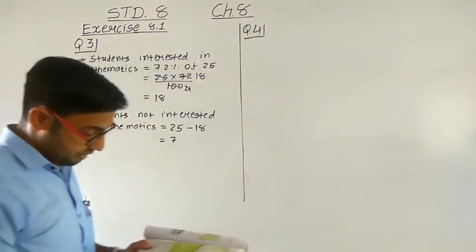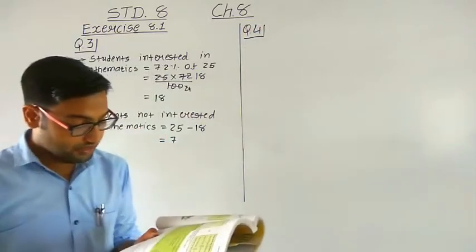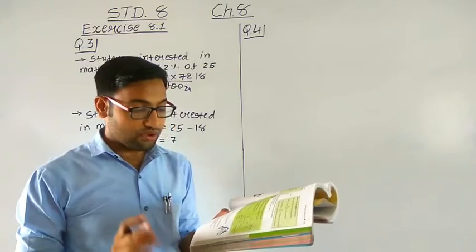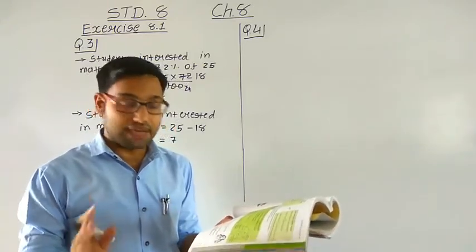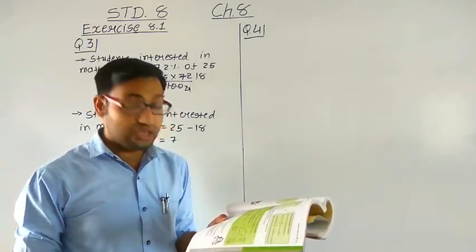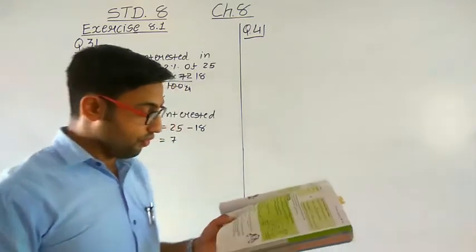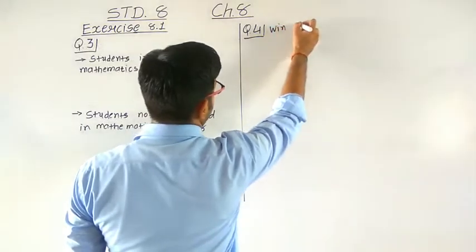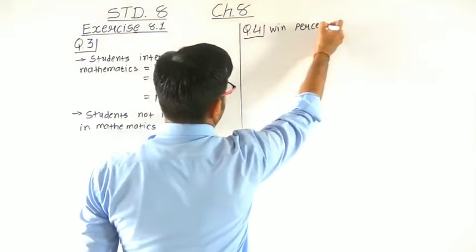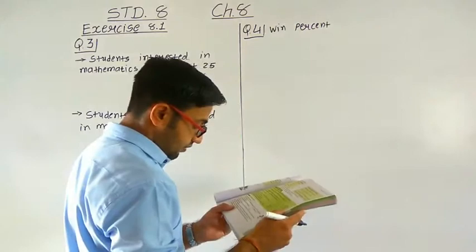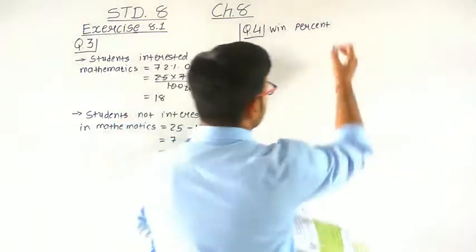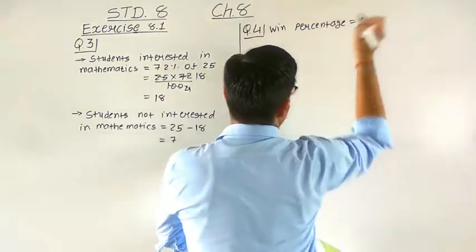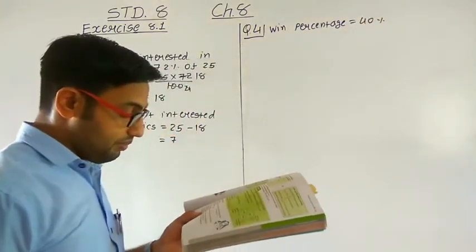Question number 4: a football team won 10 matches out of the total number of matches they played. If their win percent was 40, how many matches did they play in all? See, we are given that their win percentage is equal to 40%.